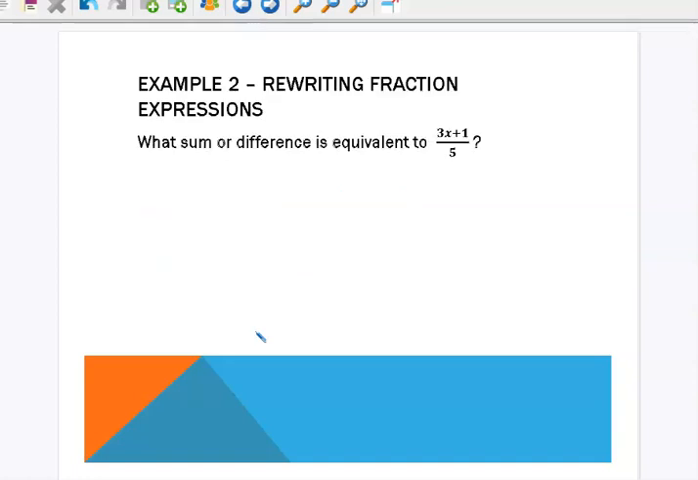Okay, this time we're going to, again, make use of the distributive property, but we want to rewrite this as a sum or difference that is equivalent to this rational expression. Okay, a rational expression is like a fraction. So the first thing we need to do is change this from a fraction to two separate expressions. So I'm going to pull that 5 from underneath the 3x plus 1. I'll pull it out in front.